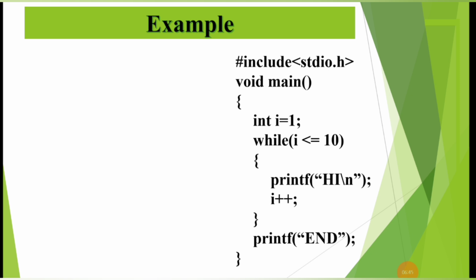It will check the condition: 11 less than or equal to 10. Now the condition is false. Then it will exit the loop and print the statement at the end. So this is the process of while statements.